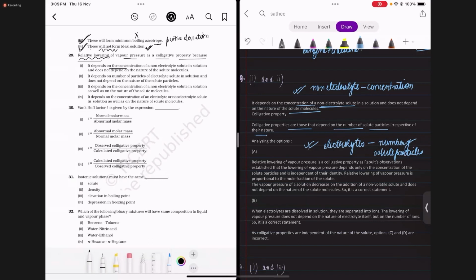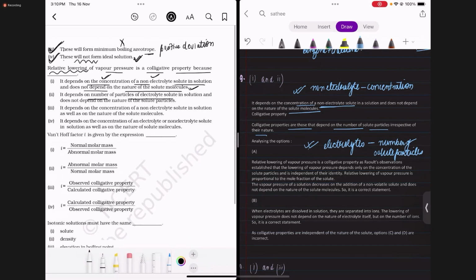It depends on the concentration of a non-electrolyte solute in solution and does not depend on the nature of solute molecules. ये सही है. It depends on the number of particles of electrolyte. तो यहाँ पे नॉन इलेक्ट्रोलाइट था तो उसके कॉन्सेंट्रेशन पे डिपेंड कर रही थी. तो यहाँ पे जब इलेक्ट्रोलाइट होगा तो उसके नंबर ऑफ पार्टिकल्स पे डिपेंड करेगी एंड डज नॉट डिपेंड ऑन द नेचर. सिमिलरली इट डिपेंड्स ऑन द कॉन्सेंट्रेशन. तो ये भी ऑप्शन हमारा सही है.